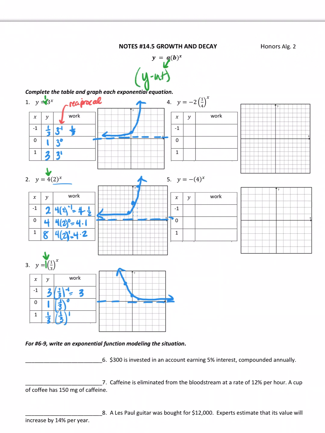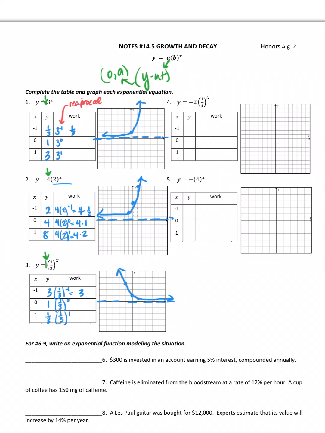The a value will give you the y-intercept, so it'll be (0, whatever a is), okay? So you don't have to really do any work on that. Now let's look at the b value. What does our shape look like with the b? Okay, our b value was a 3, and it looked like it was growing. Our b value here was a 2, and it's growing. Our b value here is a fraction, and we call this decay.